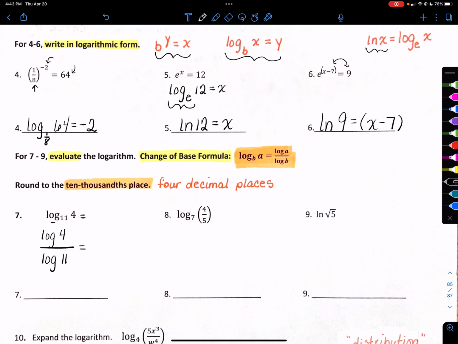Now this one here, when you use your calculator, we would type in 4 log divided by 11 log, and then we have to hit the equal key. And rounding to the 10,000ths place, this would be tens, this would be hundreds, this would be thousands, and that would be 10,000ths. And that's where we get our 4 places after the decimal.